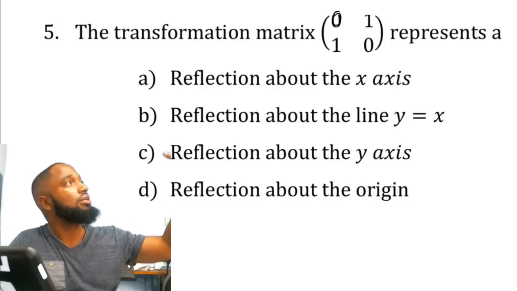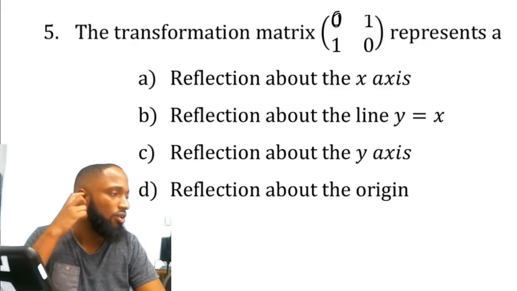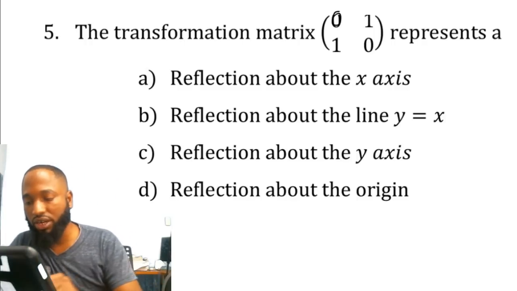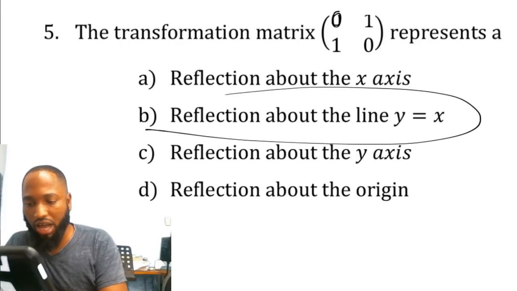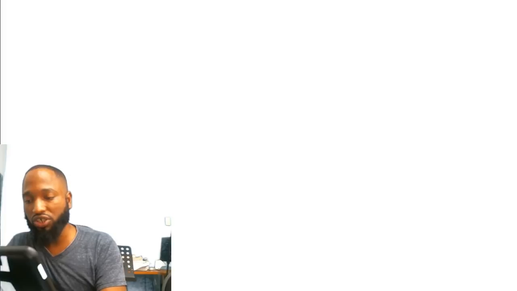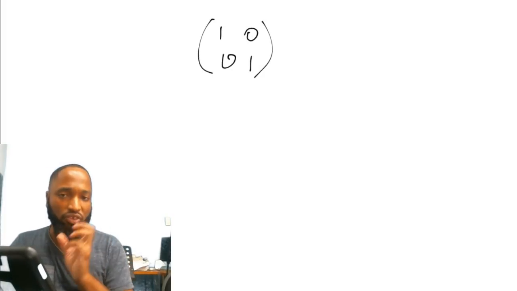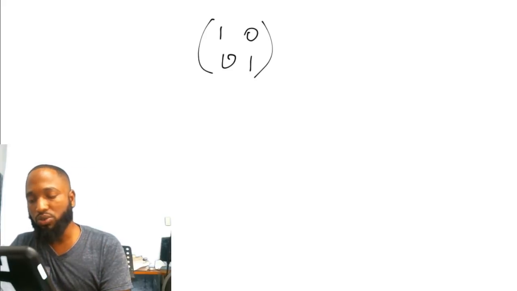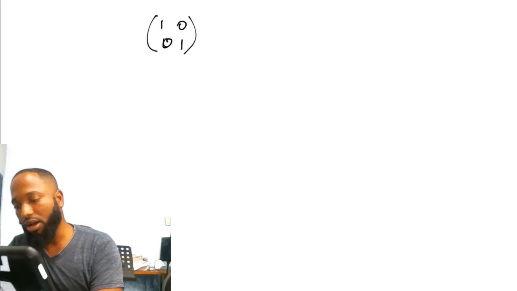Somebody is saying 5B. 5B, a reflection about the line y equals x. That is correct. So there are different types of transformation you should know when you're going into your exam. This is the identity matrix. To get all the different transformations, we do some gymnastics on this matrix.